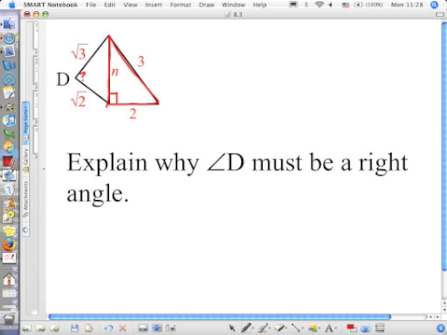Because we know this is a right triangle, the hypotenuse squared is equal to N squared plus 2 squared. When I subtract 4 from both sides, I get that n is equal to the square root of 5. Now I can test: is it a right angle? Yes, it is a right angle, because the square root of 5 squared equals the square root of 3 squared plus the square root of 2 squared. So yes, that's why angle D must be a right angle.